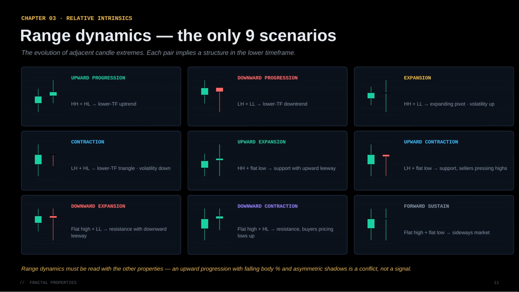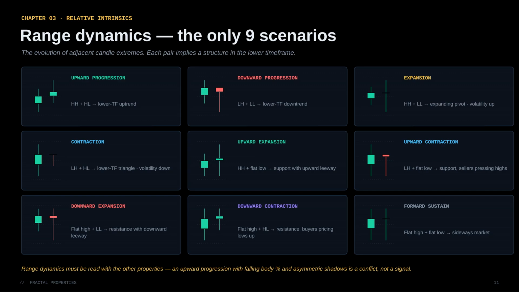Then the flat variance. Upward expansion is support with upward leeway. Upward contraction is support with sellers pressing the highs down. Downward expansion is resistance with downward leeway. Downward contraction is resistance with buyers pricing the lows up. And flat plus flat, forward sustain, a sideways market.